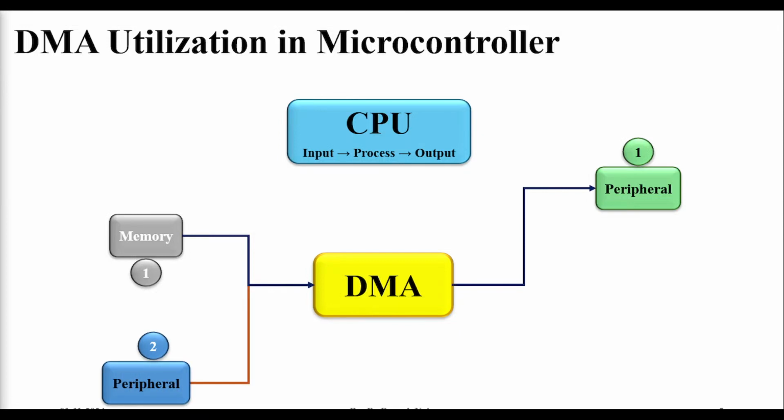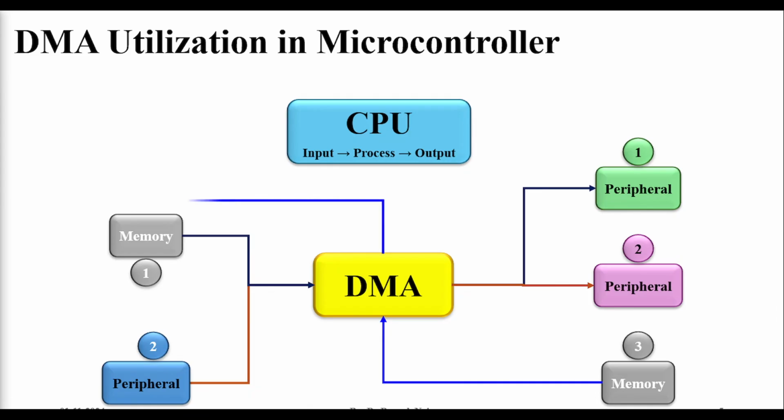Secondly, it can also read data from a peripheral and send it to another peripheral. In this case, it may be ADC, DAC, UART, timer data, and so on. So in this way, DMA can transmit or read some data from the peripheral and transmit it to another peripheral.